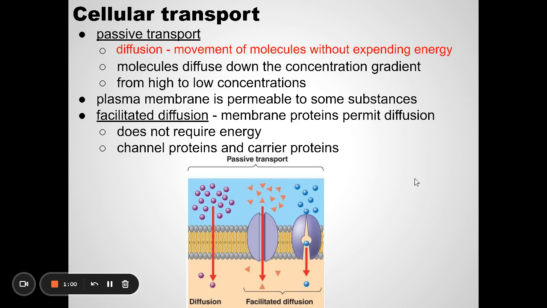Diffusion is when molecules of a substance just on their own will go from areas of high concentration to areas of low concentration. That's what diffusion is, the movement of molecules from high to low concentration. It doesn't take any energy. Nothing has to move molecules in that way. It's just their natural pattern of movement, from crowded areas, high concentration, to less crowded areas, low concentration.